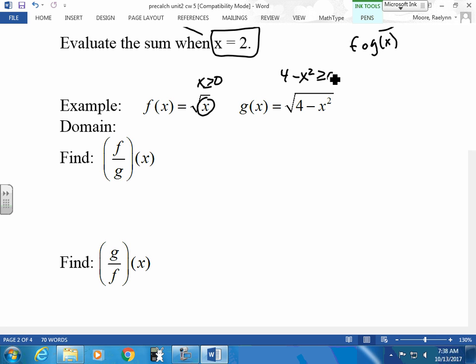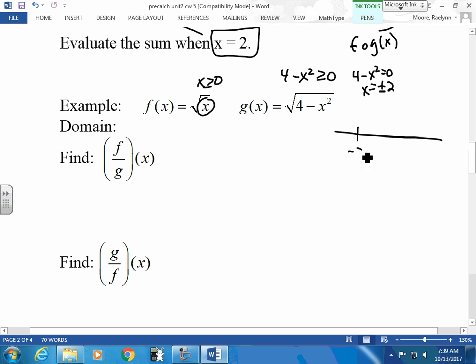I can throw that on my number line. My second one is a quadratic. So the rule with the quadratic inequality says, set this equal to 0, find the factors, plus or minus 2, put these on your number line. Let's put the minus 2 and the positive 2 here. Which way does my parabola open? Upside down. Upside down, good, because of the negative. So I want where it's positive, I want right in here.